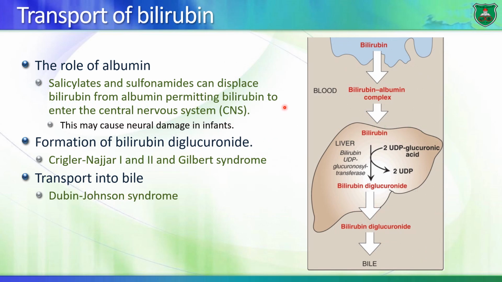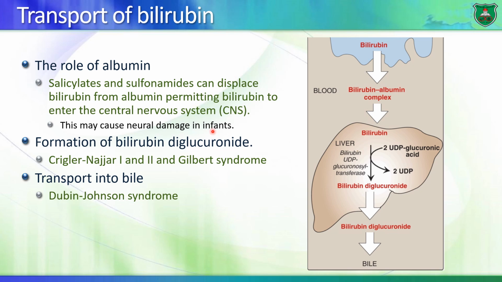Now, what happens is that biliverdin is converted to bilirubin, and bilirubin is then released into the blood, and it is carried by albumin. It binds to albumin, and albumin takes it all the way to the liver.